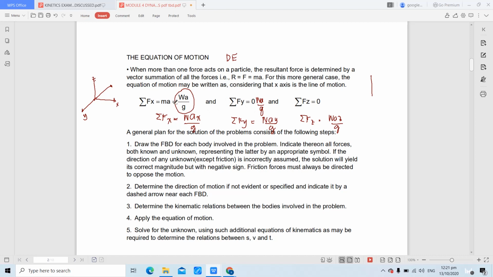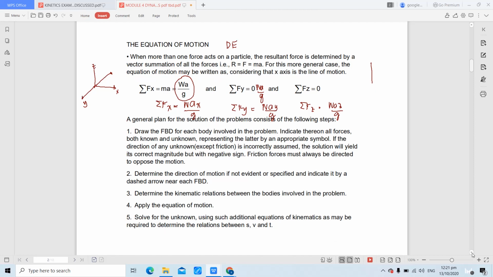Is it equivalent to 0, or equivalent to the reverse effective force? Usually you are used to that because for static equilibrium, we just set it equal to 0. Here, we only add the reverse effective force, or inertia force, to our equations of motion. And we have here the general plan for the solution of the problems that we are considering.